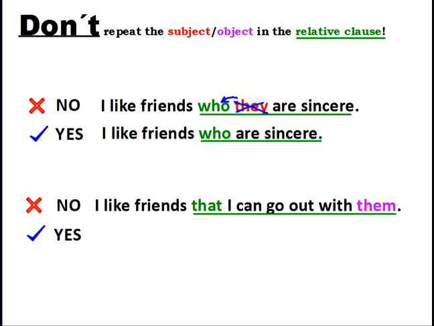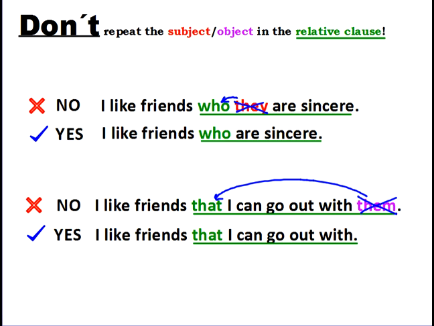Also, when it's the object, for example, the second sentence, let's look at this one. I like friends that I can go out with them. No, don't use that. Why? Because I've already used "that" here. That's the object. So I'm going to read it like this: I like friends that I can go out with. Okay? I don't need to repeat the object there. All right. So, again, don't repeat the subject or the object in the relative clause.